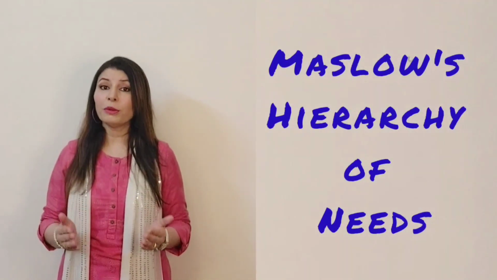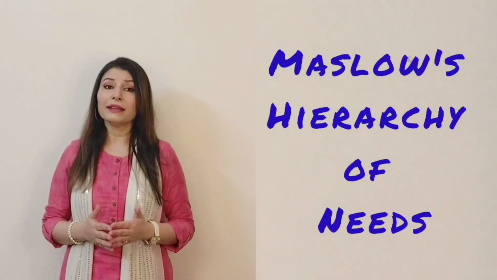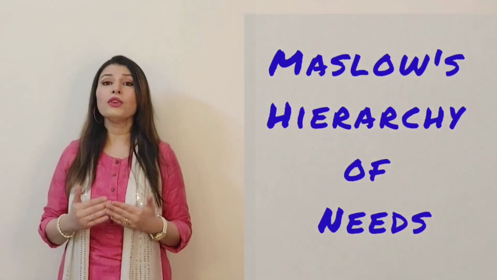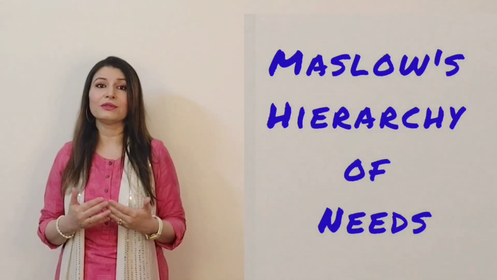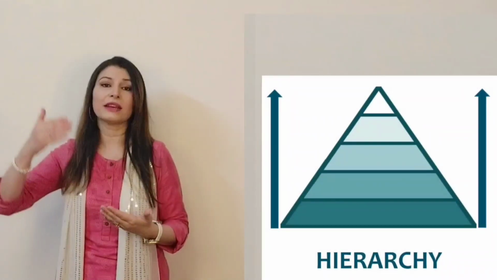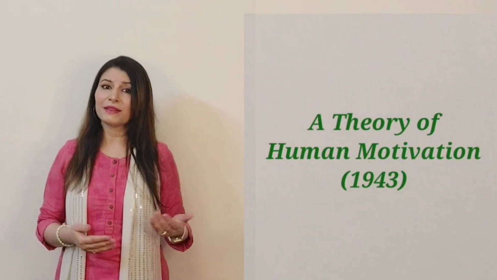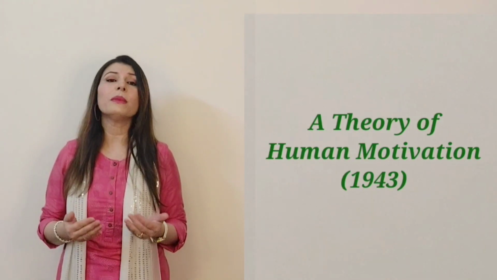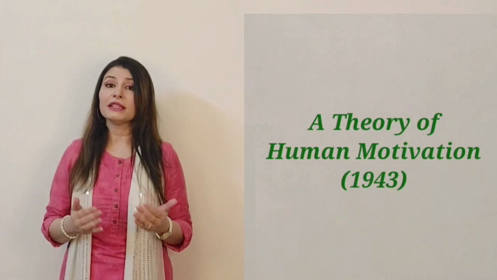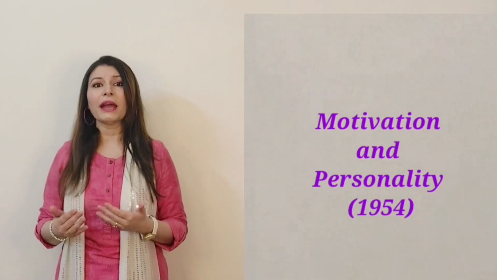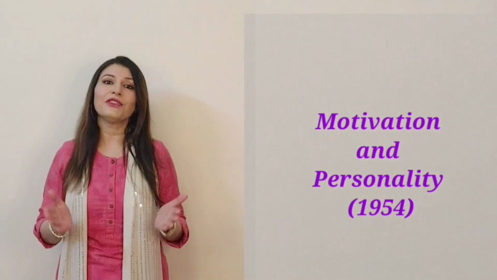This is the most popular theory of motivation and is a psychological theory that explains how humans are highly motivated to fulfill their needs, which are organized in a hierarchical order. Abraham Maslow introduced this theory in his paper, A Theory of Human Motivation, in 1943, and later refined it and published it in his book Motivation and Personality in 1954.